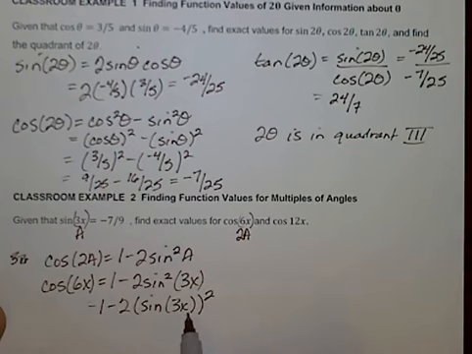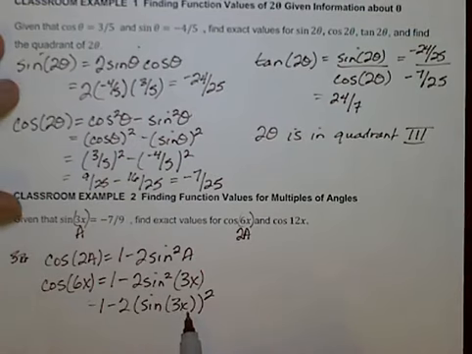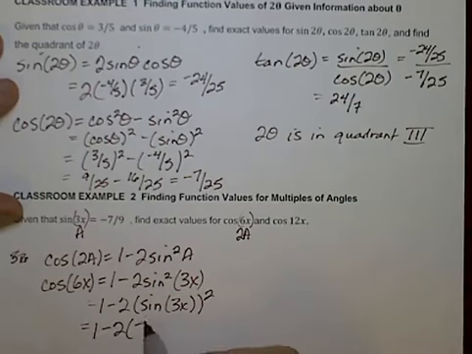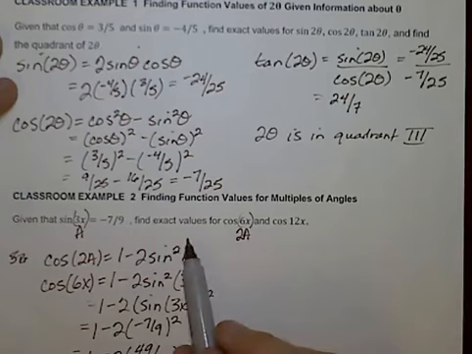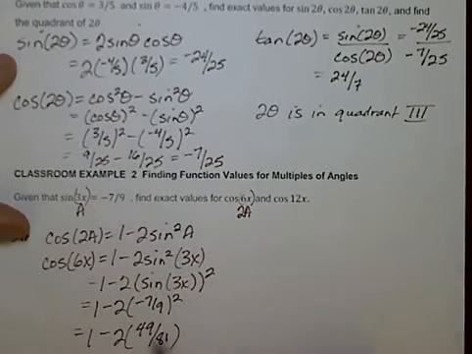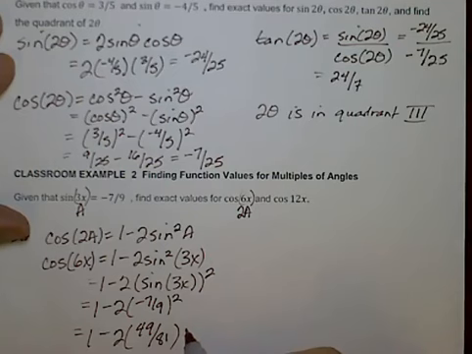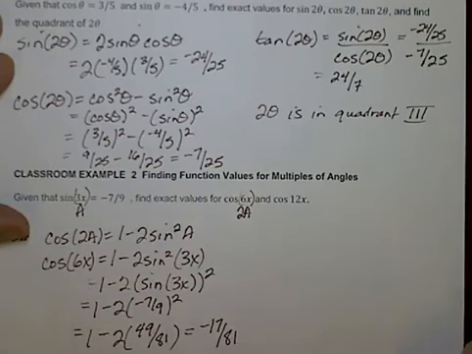I can substitute in the value that I know for sine of 3x, which is negative 7/9. When I square negative 7/9, I'm going to get a positive 49/81. And we were trying to find exact values, so I want to keep this in a fraction form. And if I work all of this out, this is going to give me a negative 17/81.